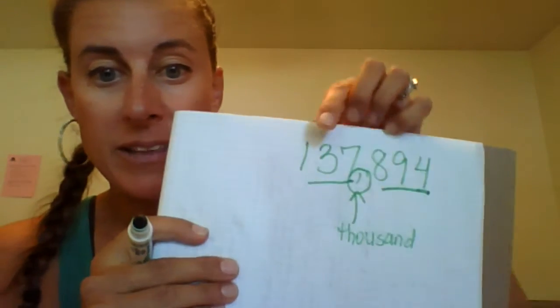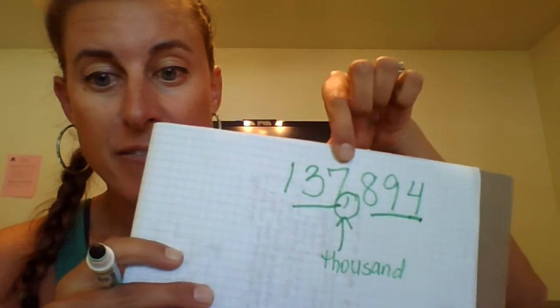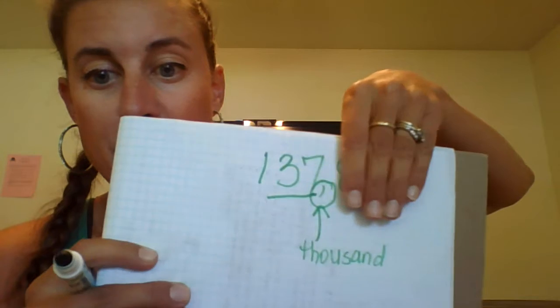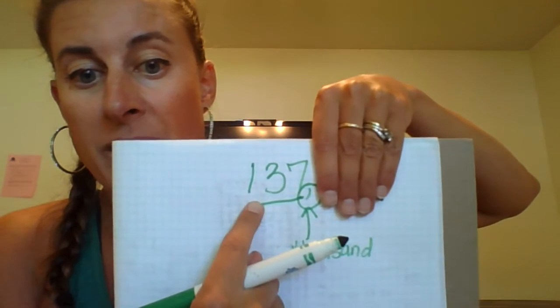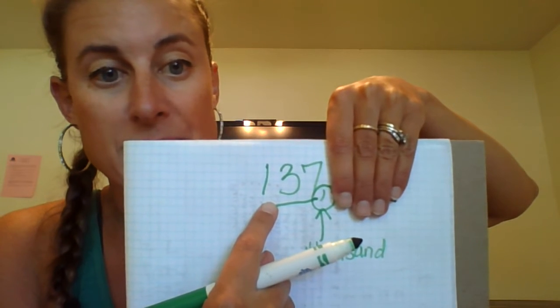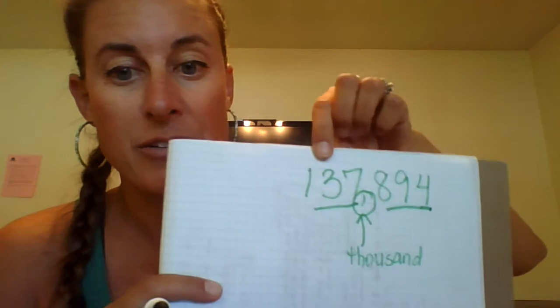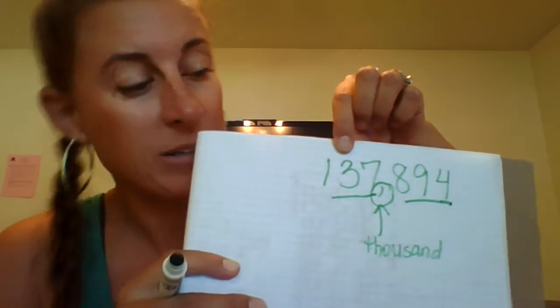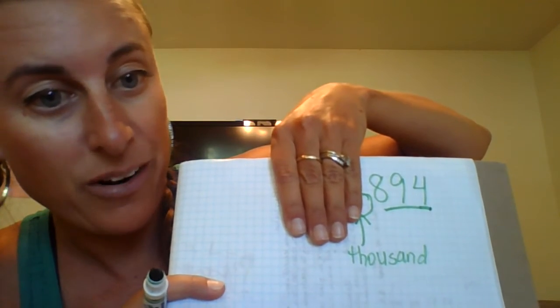So we would read this number like this. We would say 137. So you guys can kind of see, if this were all by itself, this part to the left of the comma, that's what it looks like, right? 137. And then we say thousand, because this is 137,000. And now we can read the rest. 894. That's a big number, huh?